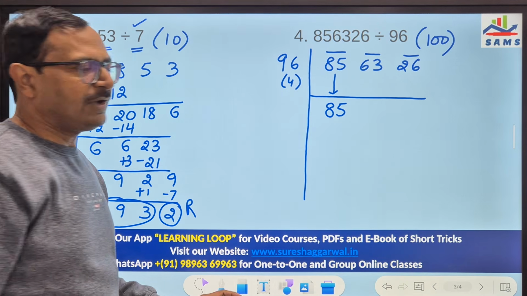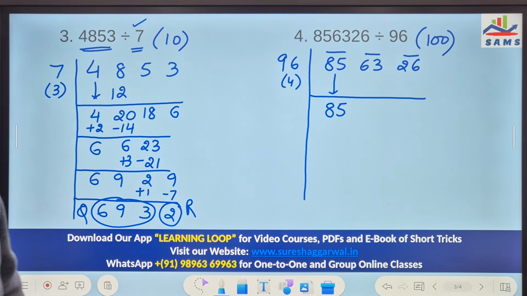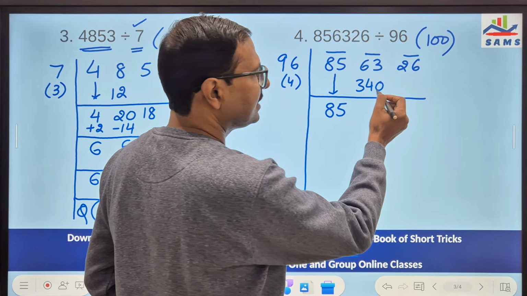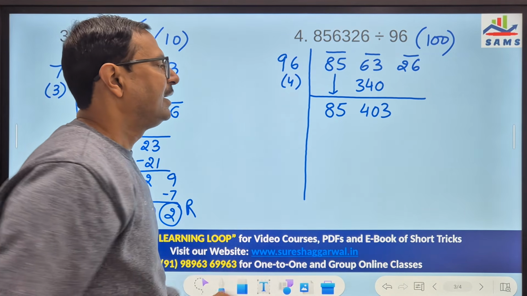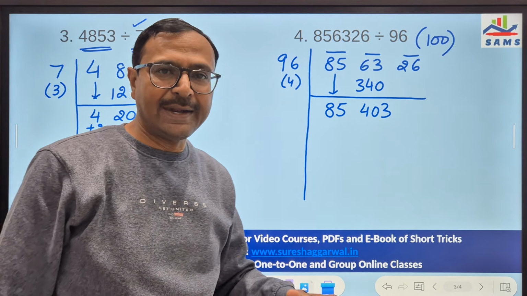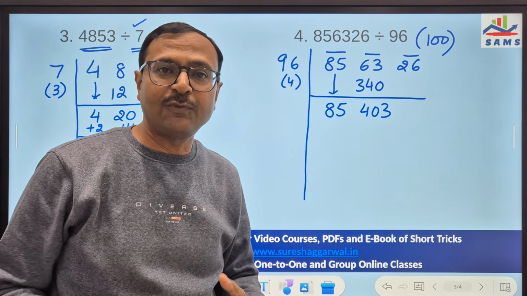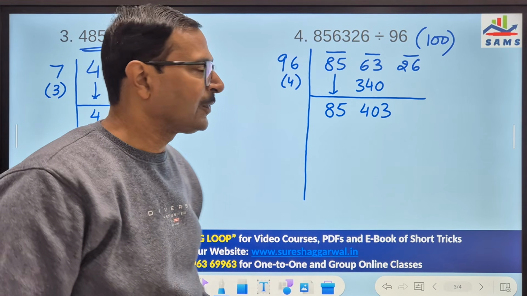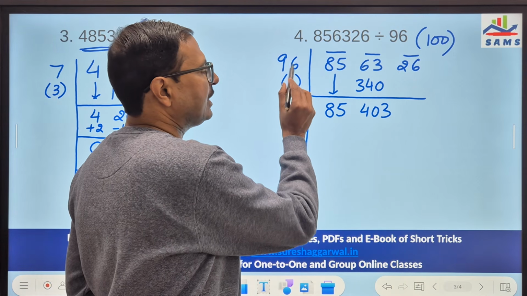And now see what we have to do. 85 times the deficit 4 gives us 340. So I'll write 340 below the next pair. Add these. I will get 340 plus 63, 403. Now this is important. 85 was smaller than 96, but 403 is definitely more than 96. So how many multiples of 96 can I subtract from 403 to reduce to a number which is less than 96? That is important. So 96 times 4 will get me 360 plus 24, 384.